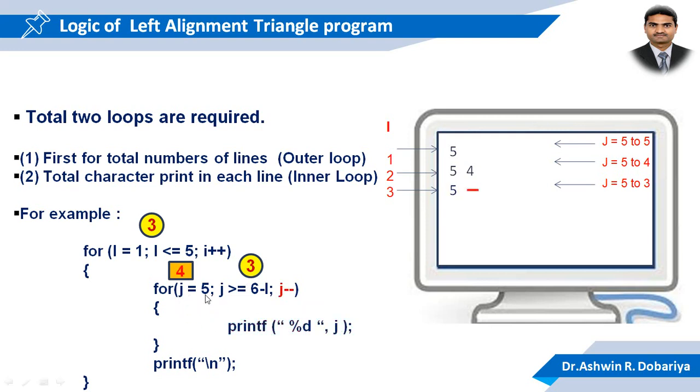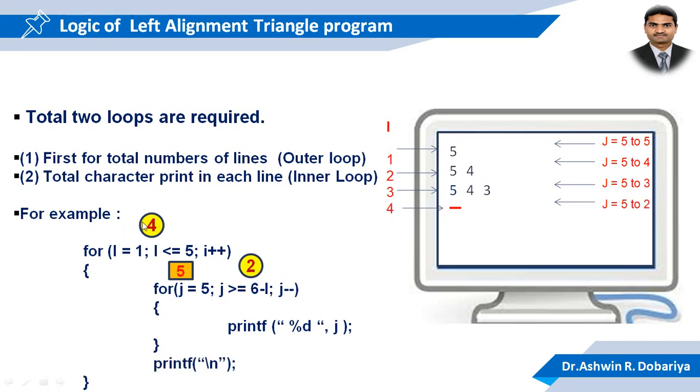Again j is decremented by 1, j becomes 4, the condition is true, and again it prints 4. Again j is decremented, it prints 3. Now j becomes 2, and this time the condition becomes false. Then the cursor is over here, so it executes the \n and the cursor moves to the next line.